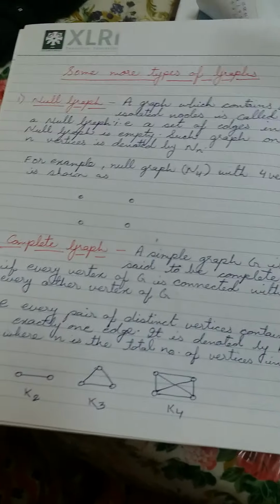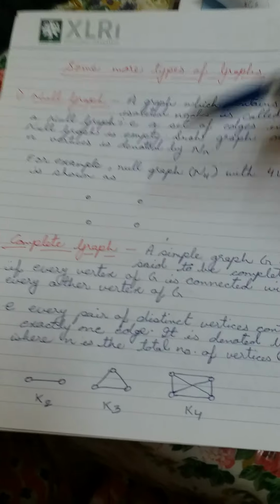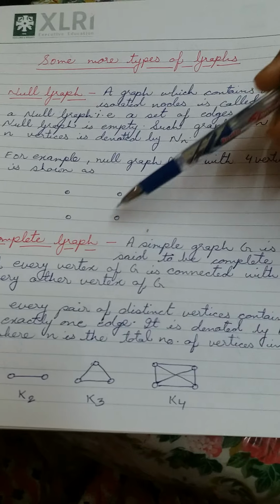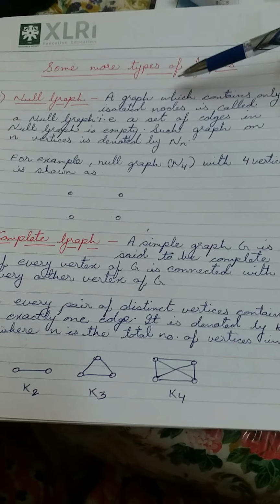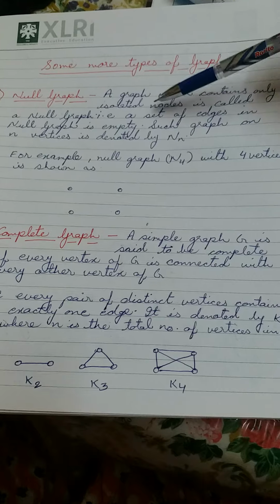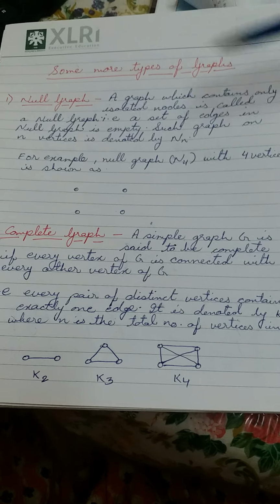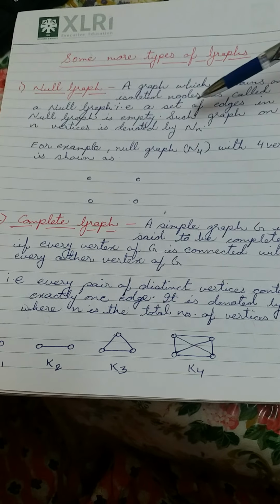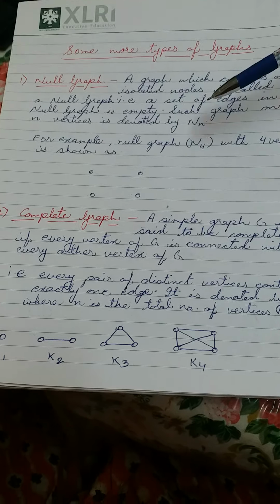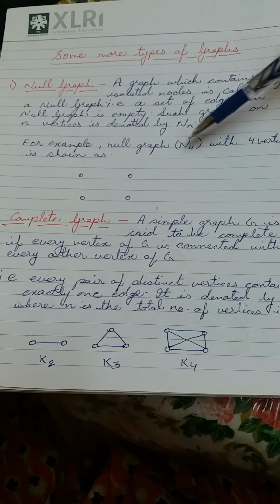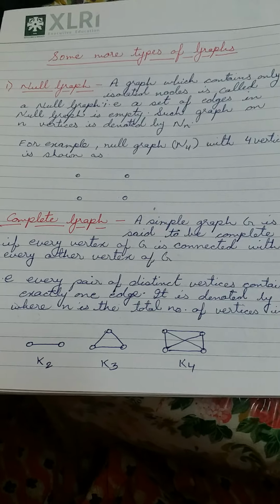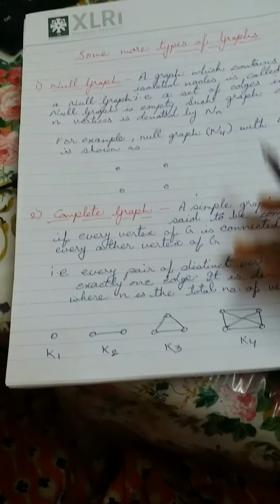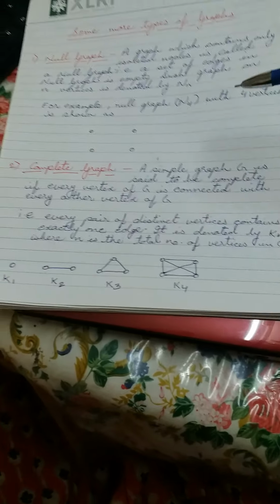Now I'll show you some different types of graph. First one is null graph. In a null graph there are no edges. A graph which contains only isolated nodes is called a null graph. That is, the set of edges in a null graph is empty. Such a graph on n vertices is denoted by Nn. For example, null graph N4 with 4 vertices is shown like this.